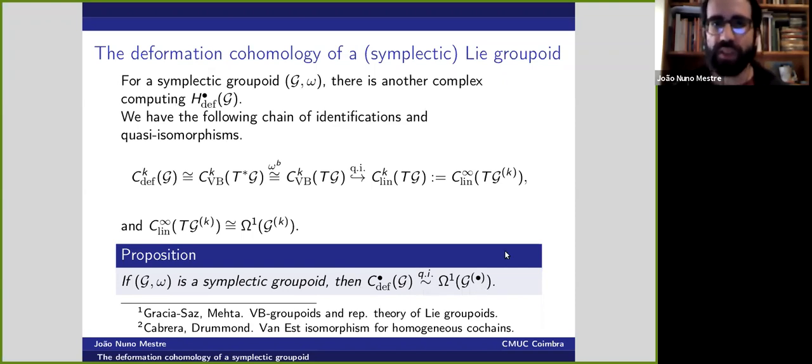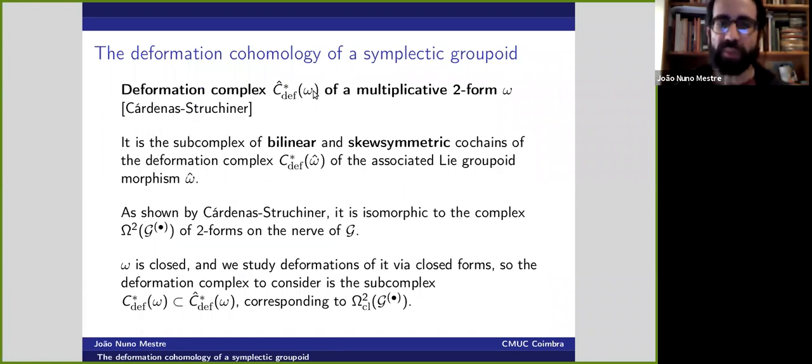Okay, what about our morphisms? The morphism that we have is associated to a multiplicative two form. And in their paper, Ivan and Christian show that there is a deformation complex for multiplicative two forms. So what you do is you take the deformation complex for the morphism associated to that multiplicative two form, and you take the subcomplex for those cochains which are bilinear and skew-symmetric, so that we are deforming by things that correspond to multiplicative two forms, via that lemma from Enrique and Alejandro.